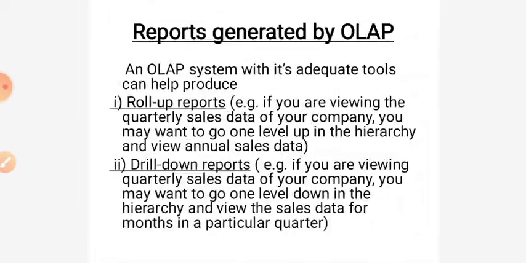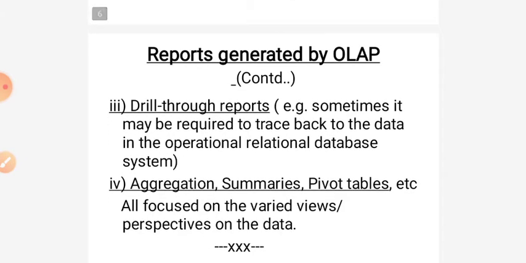Next, drill through reports. Drill through reports means what? For example, sometimes it may be required to trace back the data in the operational relational database system. Drill through means going back to the origin of the data. That is, going back to the origin of the data, where you have taken data from the transactional processing system or operational relational database. So you can go back and trace the data available in the operational relational database system. Also, you can come out with the aggregation summaries of the data, pivot tables, etc.